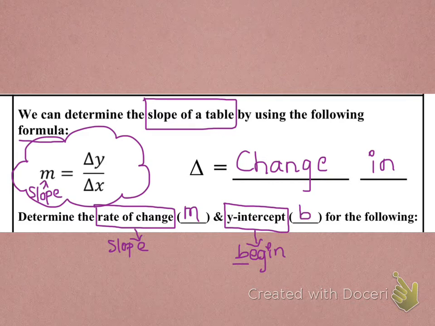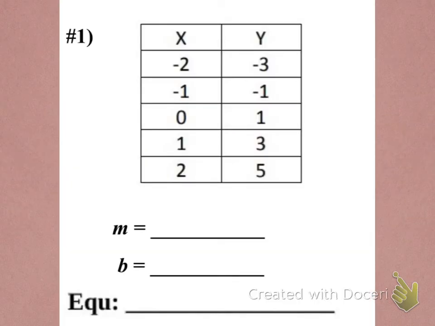Okay, so let's find the rate of change M and the y-intercept B for this table, number 1. Okay, so now remember, we have to do change of y divided by change of x. So I need to find these two numbers. Okay, actually let me use different colors for those. So I'm going to use the same purple for change of y divided by the change of x is going to be in, let's see, blue instead, change of x. Okay, so we do need to find those two things.